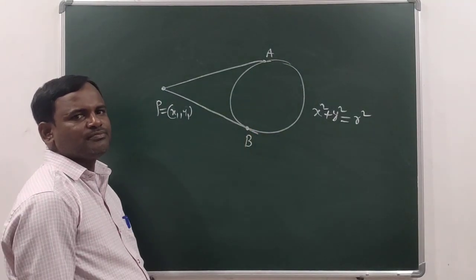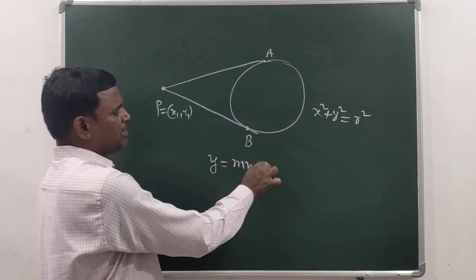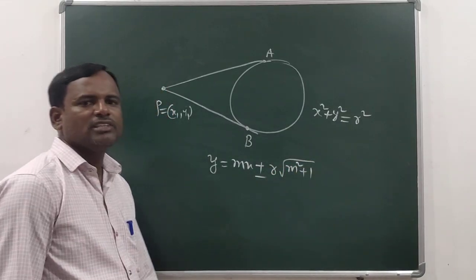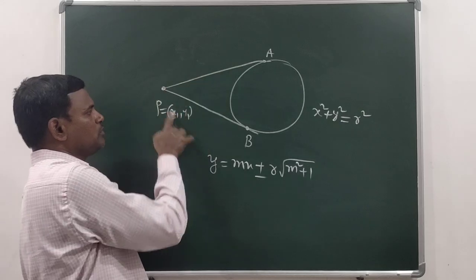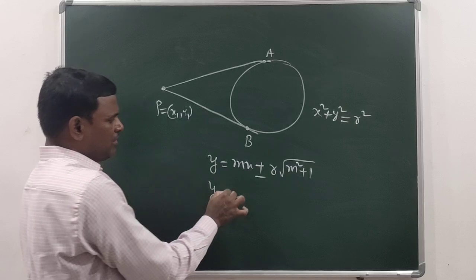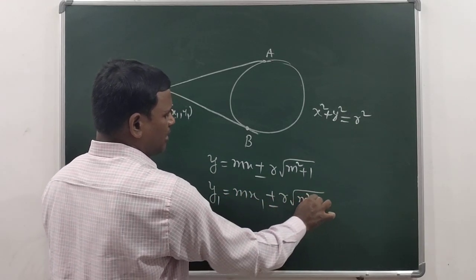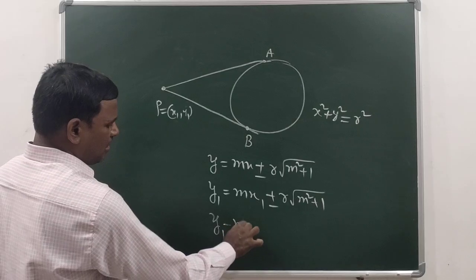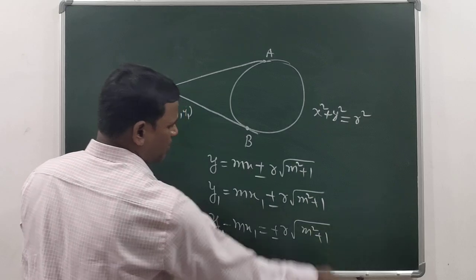You know students, the slope form of tangent equation is y equal to mx plus or minus r into root of m square plus 1. This is the slope form of these two tangents. Both are passing through x1 y1, so replace this x y by x1 y1, so that here you will get y1 equal to mx1 plus or minus r into root of m square plus 1. Now transfer this one to the left side, so that you will get y1 minus mx1 equal to plus or minus r into root of m square plus 1.